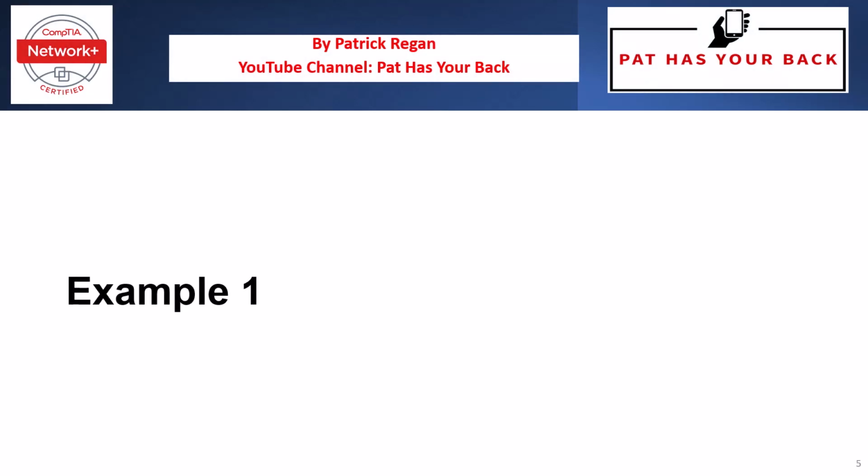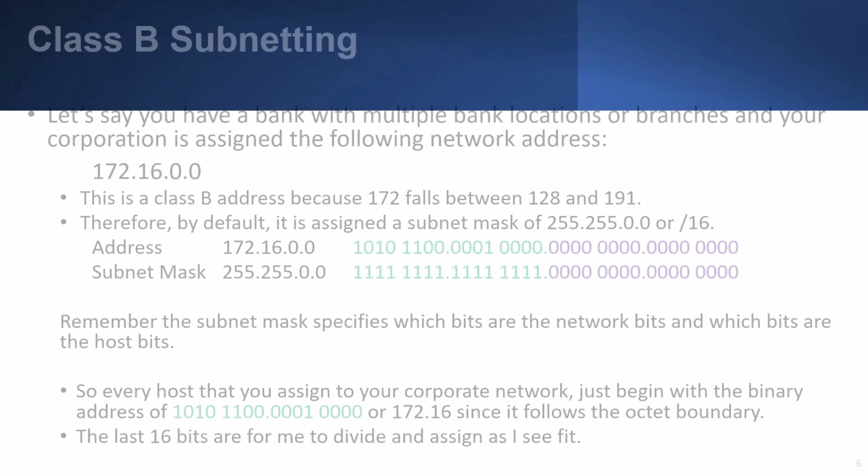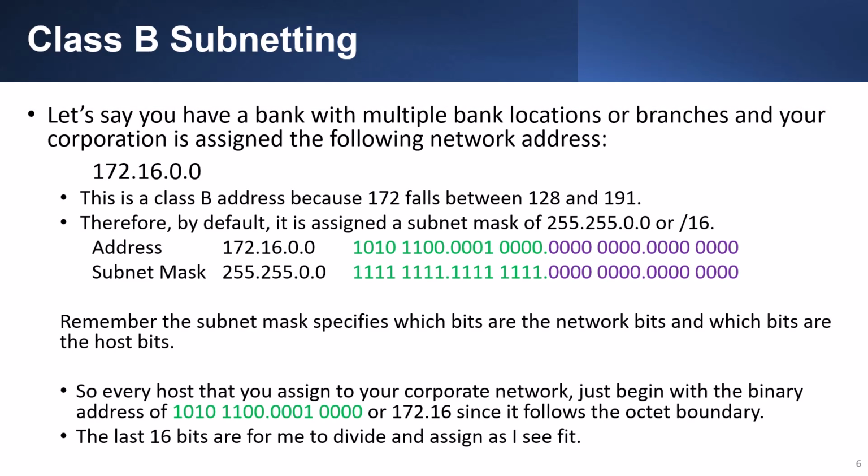So let's take a look at our first example. Let's say you have a bank with multiple bank locations or branches, and your corporation is assigned the following network address: 172.16.0.0. This is a Class B address because 172 falls between 128 and 191. Therefore, by default, it is assigned a subnet mask of 255.255.0.0, or CIDR notation /16.